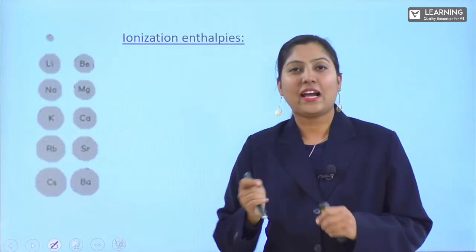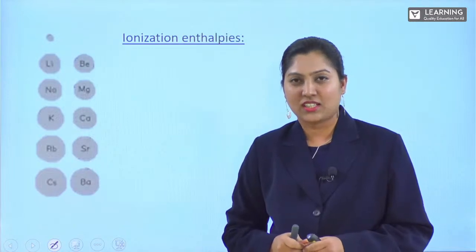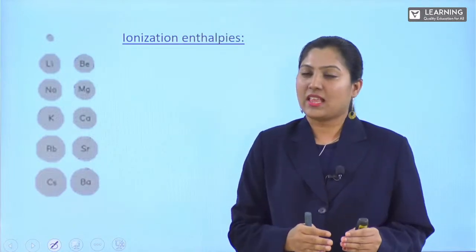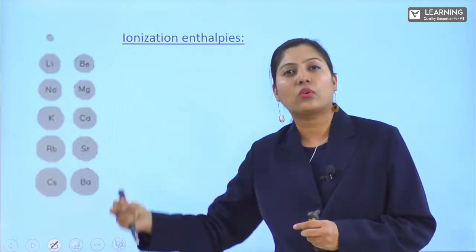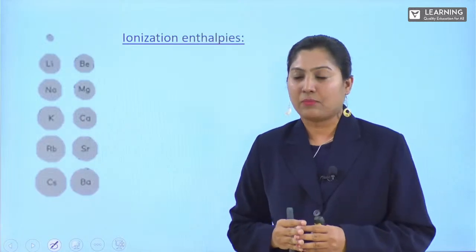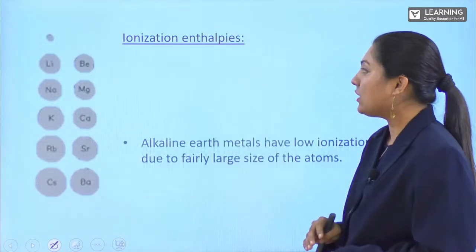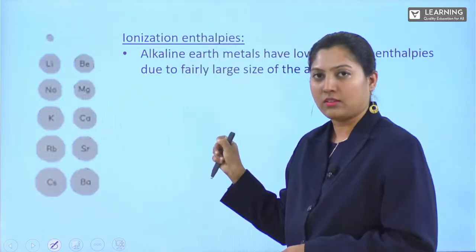Ionization enthalpy, we have studied this even with group 1. What do you mean by ionization energy, students? Ionization enthalpy or ionization energy is the energy required to remove the outermost electron from an isolated gaseous atom. Now, if we take any one atom, we need to remove the electron, right?